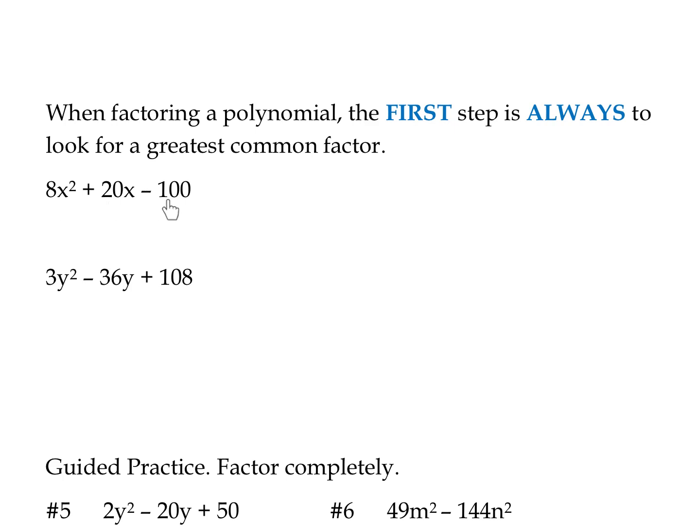And 2 is a factor, but it's not the greatest common factor. 4 is also a factor of all 3 of those terms, 8, 20, and negative 100. So I can factor out a 4, and then I would have left 2x, because the factors that would give me 8 would be 4 times 2. The factors that would give me 20 would be 4 times 5x, and the factors that would give me 100 would be 4 times 25.